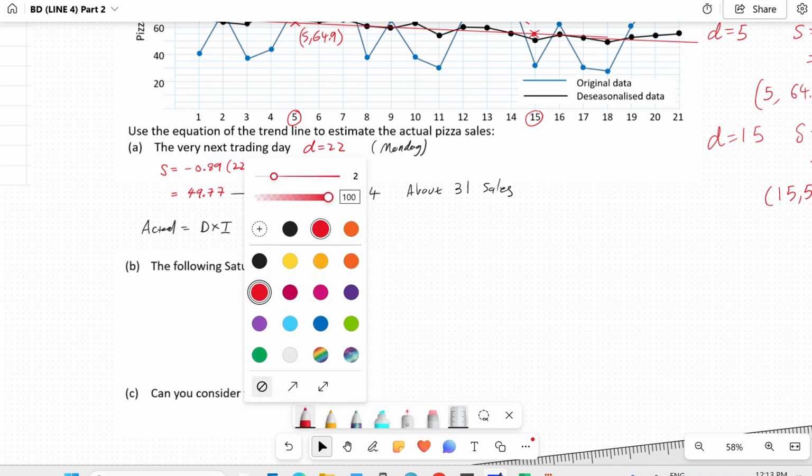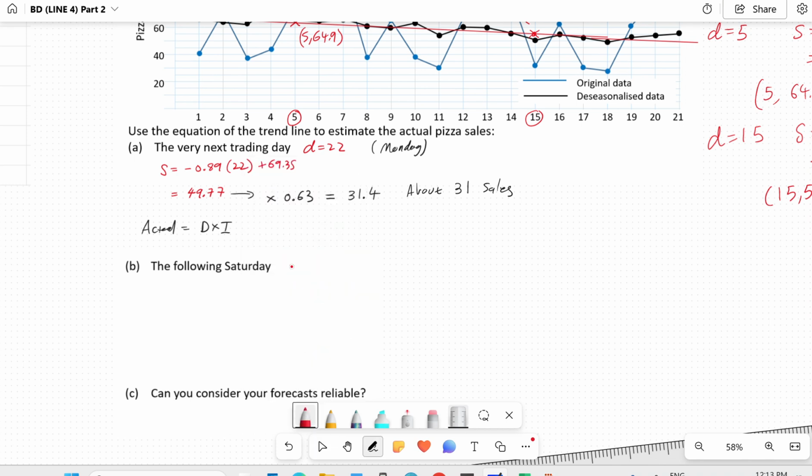Okay, I'm going to try it now. So this is on the following Saturday. Let's see, Sunday was day 21. Then the next week, Monday is day 22. Day 23, 24, 25, 26. Saturday is day 27. Is the following Saturday. So the sales are equal to negative 0.89 by 27 plus 69.35.